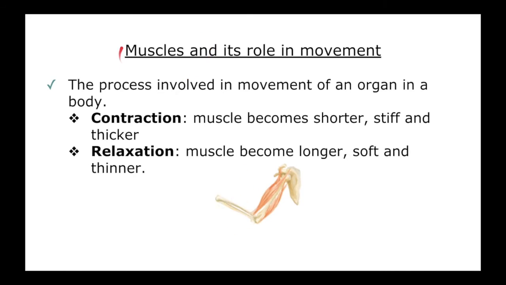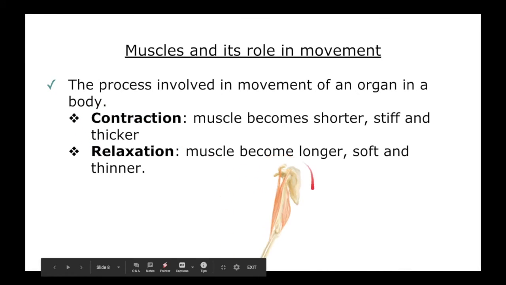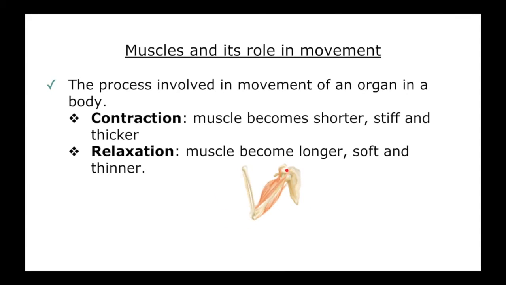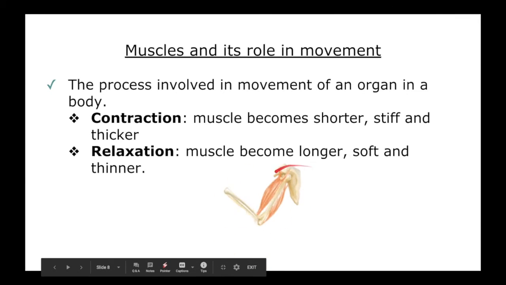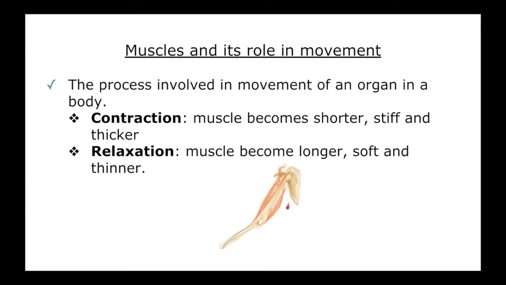What are muscles? Very soft tissues which work with the bone to perform the function of movement. The movement of an organ in the body happens only because of contraction and relaxation of muscle. Here we are taking the hand muscle as an example. The shoulder bone is here, so the hands are moving like this. The outer muscle we call the bicep. The inner or lower muscle we call the tricep.